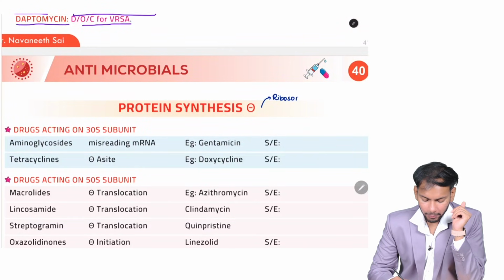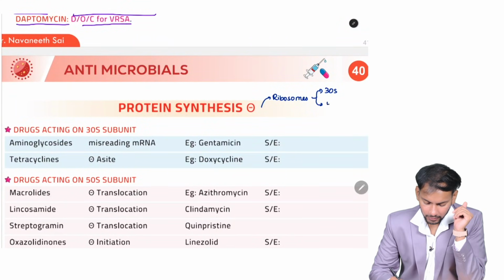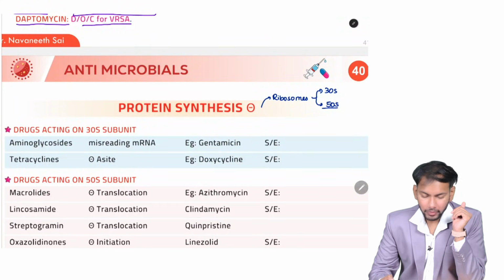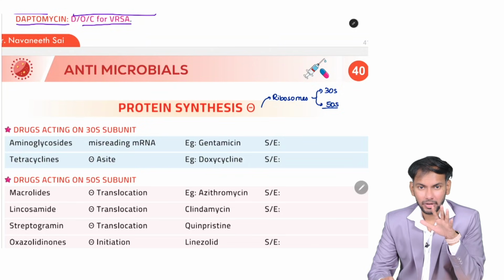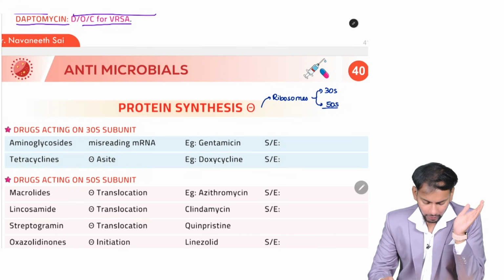Now, how many subunits do we have in the ribosomes? It is 30S and 50S. Now, I told you a very good story in the class to remember all of these subunits, how to remember the drug classes and how to remember the mechanisms of action. Now we don't have enough time to do all of that, but I'll give you a quick recap.